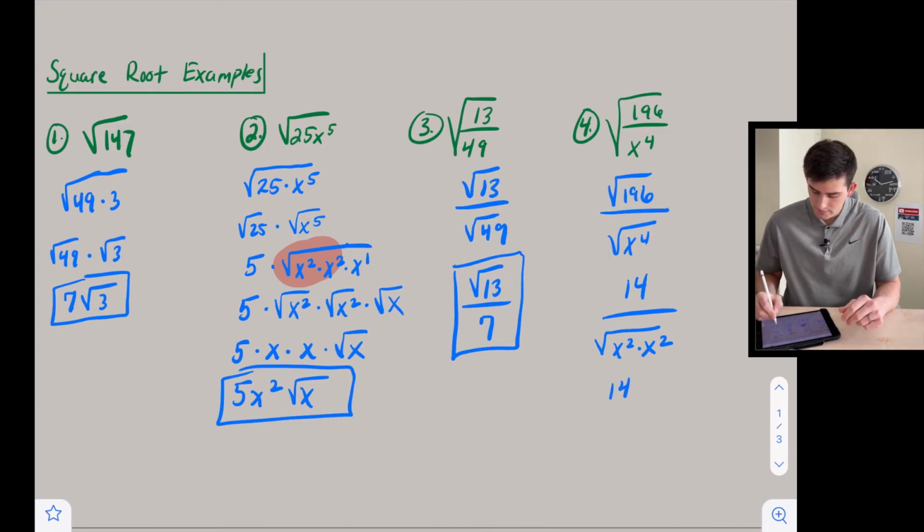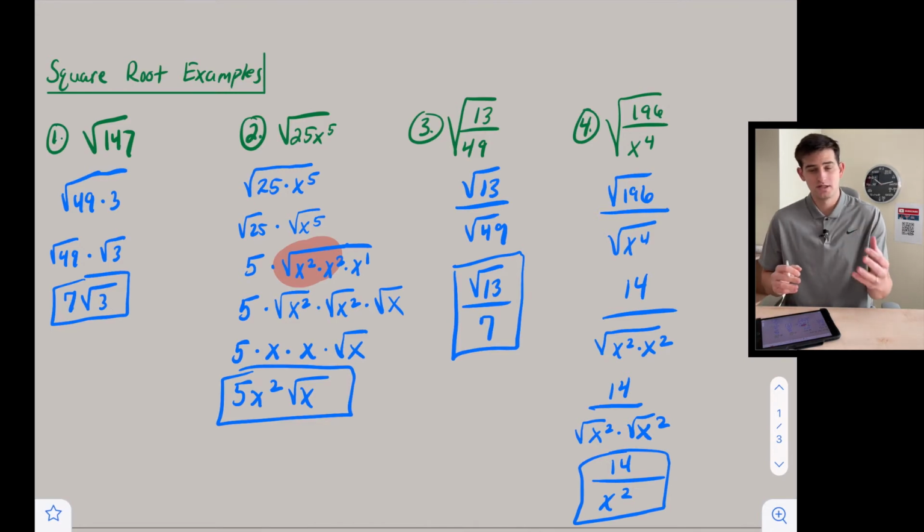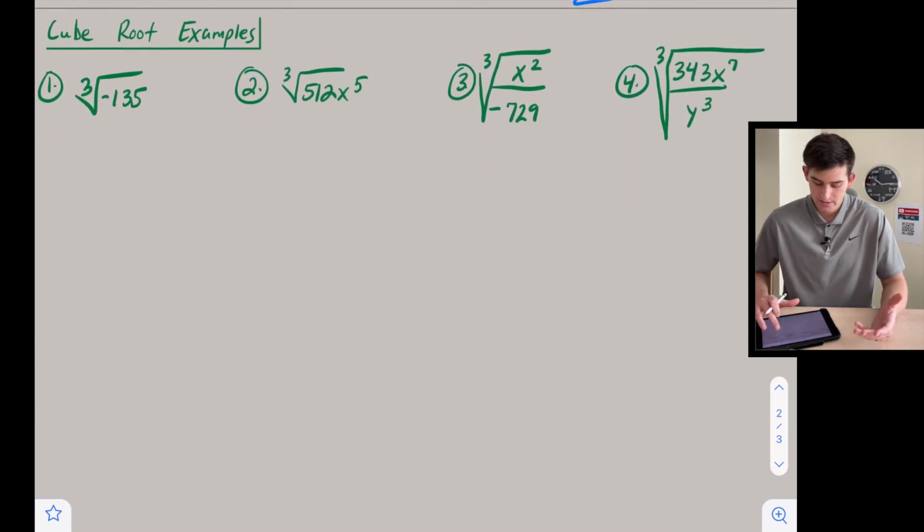So we could say this is 14 divided by the square root of x squared times the square root of x squared, which is going to give us a final answer of 14 over x squared, right? Because that'd be 14 divided by x times x, and x times x is x squared. All right, now we're going to take a look at some cube root examples.